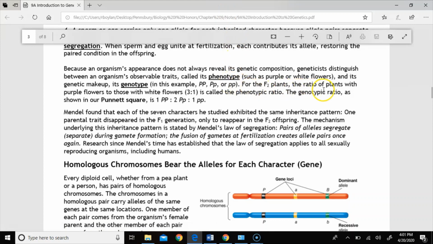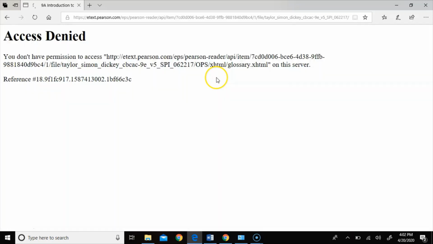So now for the F2 plants, we can get into the ratio as well. Remember I said we got about 75% purple and 25% white? Well, that would be a 3-to-1 phenotypic ratio, purple to white.